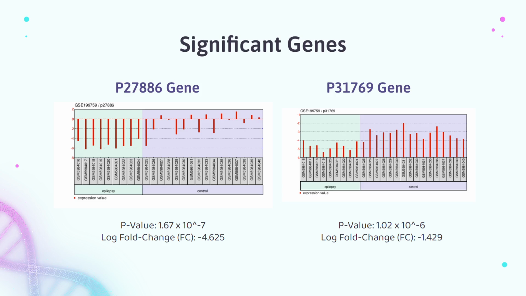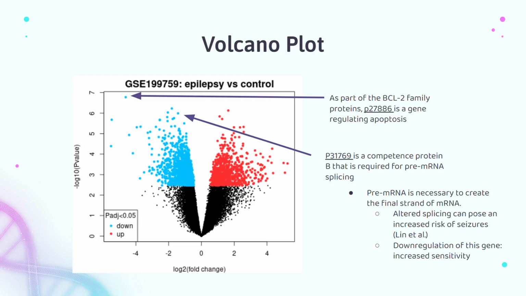This is similar for our other gene as well. So like our first gene, P31769 is also downregulated compared to the control. And I want you to keep these two in mind because both of these serve as a basis for my treatment proposal. Next, we're going to look at this volcano plot.